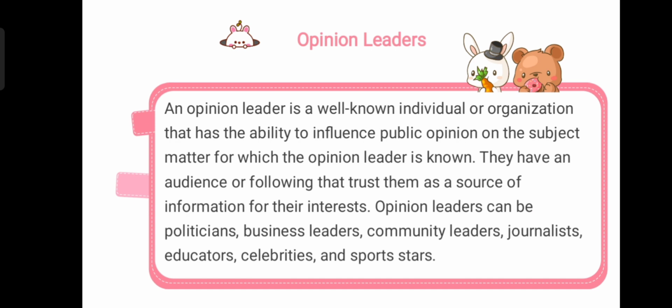So next is opinion leaders. An opinion leader is a well-known individual or organization that has the ability to influence public opinion on the subject matter for which the opinion leader is known. They have an audience or following that trust them as a source of information for their interests. Opinion leaders can be politicians, business leaders, community leaders, journalists, educators, celebrities, and sports stars.